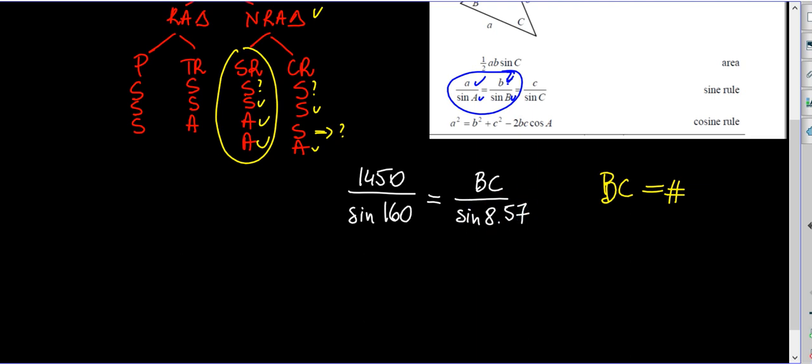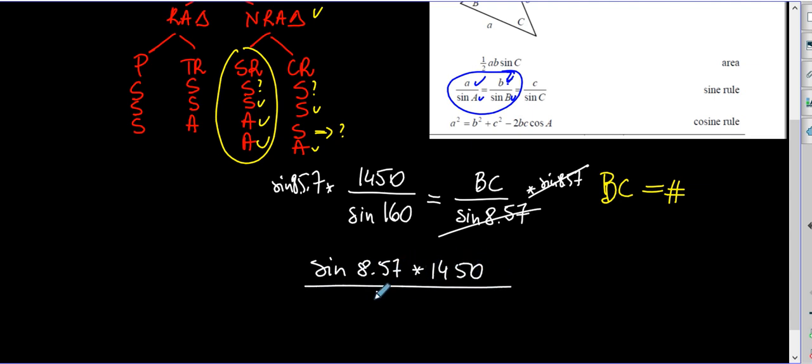How do we eliminate the denominator? We multiply both sides of the equation by sin of 8.57. Why do we multiply? Because sin of 8.57 divided by sin of 8.57 will equal 1, and 1 multiplied by BC will be BC. So on this side of the equation we have sin of 8.57 multiplied by 1450 divided by sin of 160, and that equals BC, the one we are looking for.